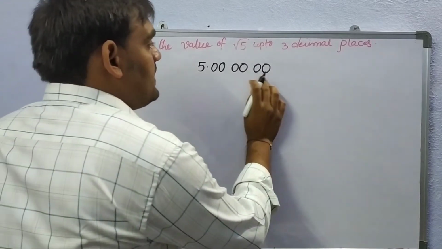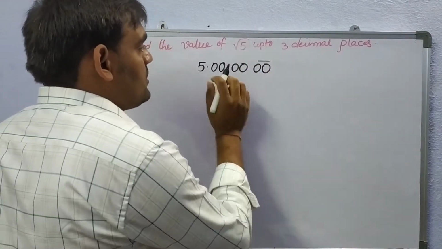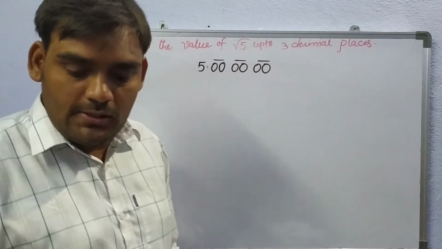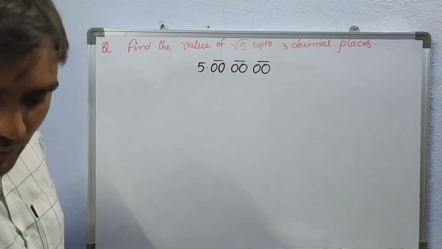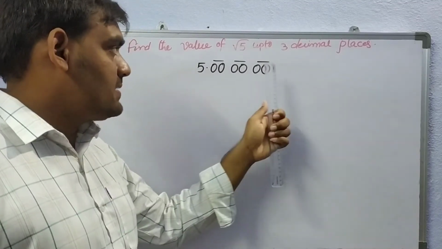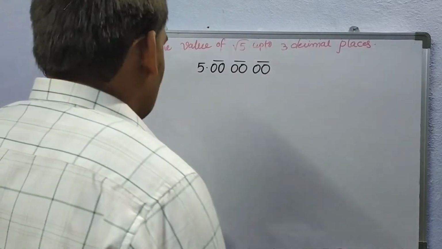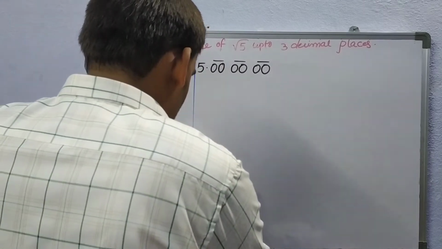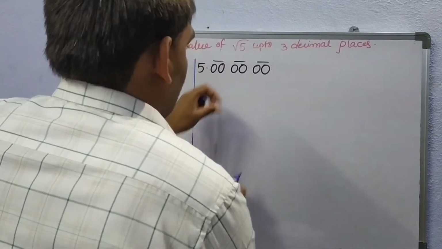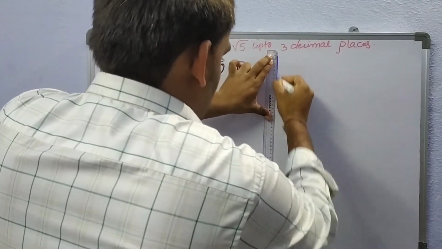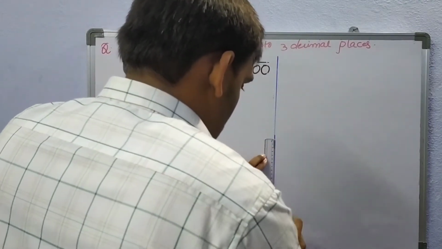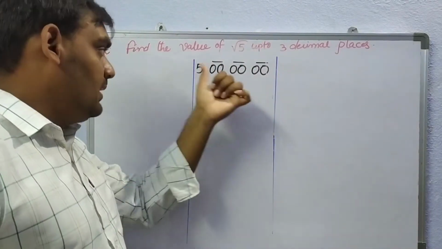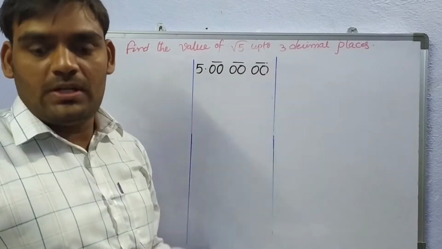So here this pair we must take as one group. These 2 zeros we must take as one group. These 2 zeros we must take as one group. After that we need to draw 2 lines, one on the left side of this and another on the right side of this. I will tell you why we need to draw them. See, after drawing like this, this is the divisor part, this is the dividend part, this is the quotient part.